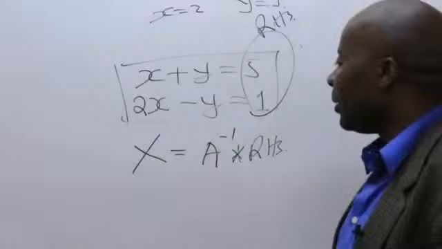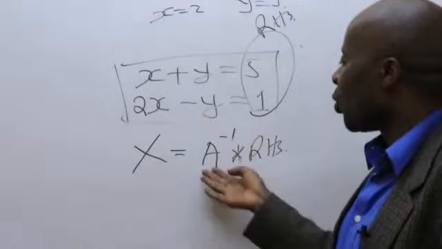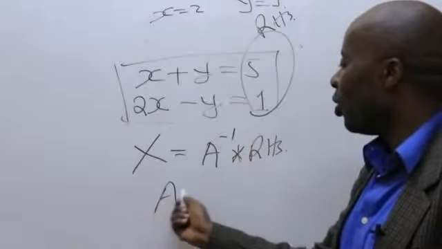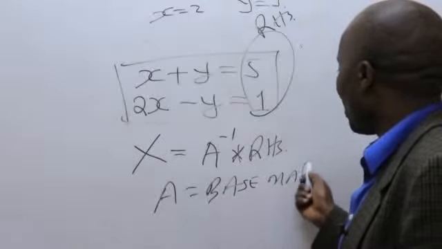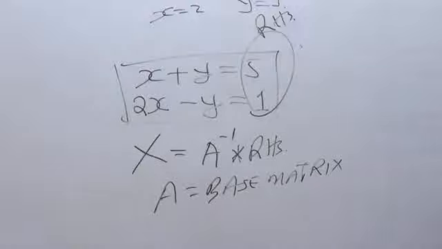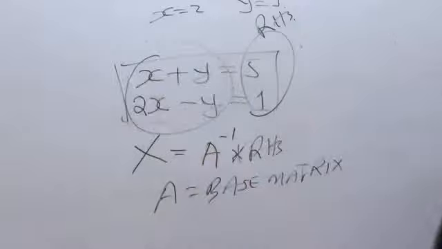Now, ladies and gentlemen, X is the unknown. X represents the unknowns. So, and in this particular case, what does A stand for? A stands for what we call the base matrix. The base matrix is this matrix that you shall get out of here.